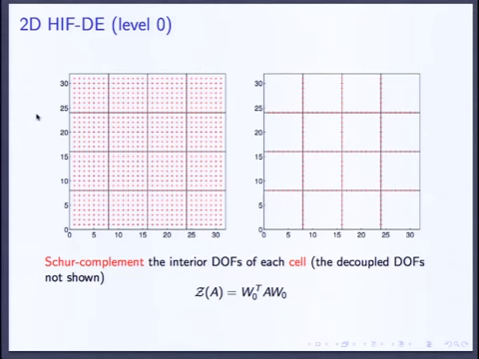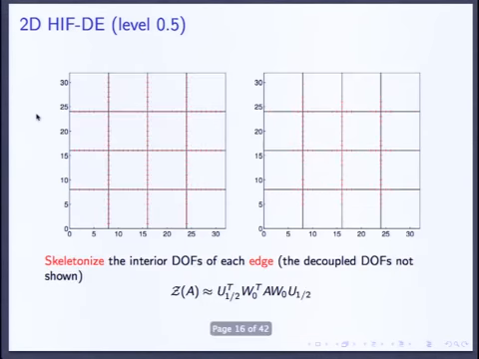So instead of just combining four nearby cells together immediately, the next step is that we still stick to the same geometric partition. However, if you take a look at each of these edges on this level, each edge contains 7 points. Due to the locality of this differential operator, the degrees of freedom on an edge only interact with the degrees of freedom of the edges of the two nearby cells, and it turns out that this is a low-rank interaction.